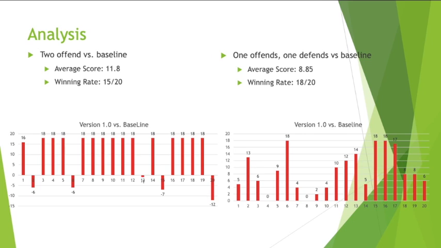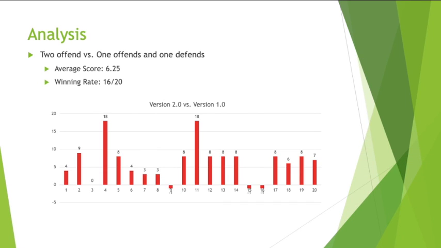Here is a comparison of the two-offense and one-offense strategies. We can see that the average score of two offense is higher, but the winning rate is lower. So considering different opponents, we played games using these two strategies, and we could see the average score for two offense is much higher than the one strategy.